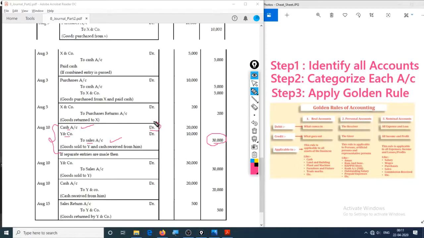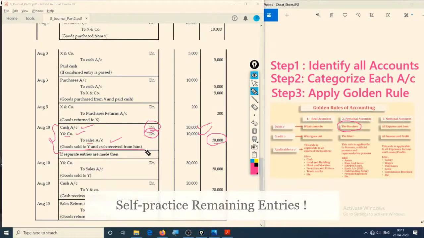As cash was received, cash is debited, hence debit is what comes in. So rupees 20,000 came in as cash, and Y and company is a person. A person is debited, so debit the receiver, hence rupees 10,000 is due from Y and company, which makes it our debtor. Also you can read this narration here: goods sold to Y and cash received from him. So only 20,000 cash is received and 10,000 is due.